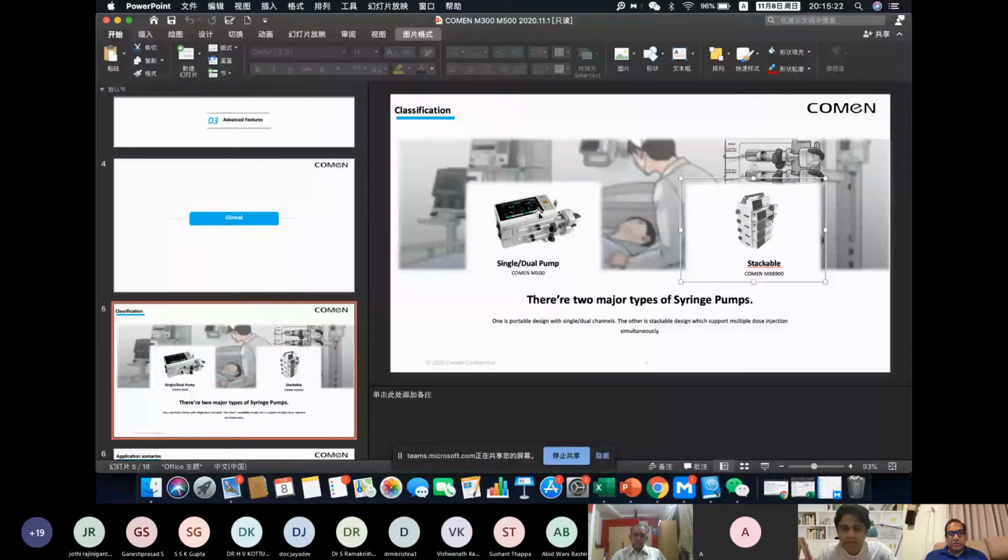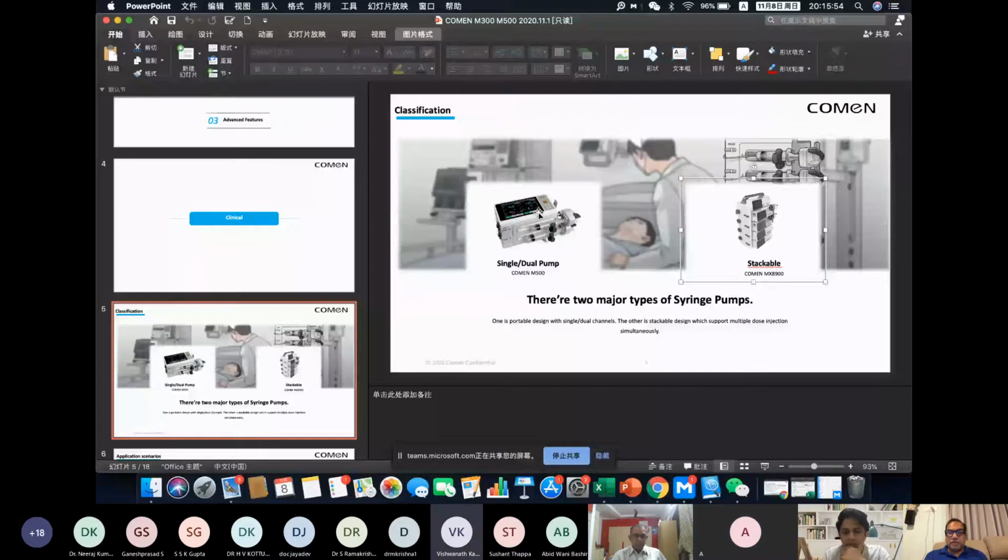Chris is asking about the battery backup of the machine. How long once it is charged, for how many hours can your pumps run? Can it be used for neonatal transport or other patient transport? Yes. So for the battery, you can use up to 8 hours. 8 hours is sufficient time.